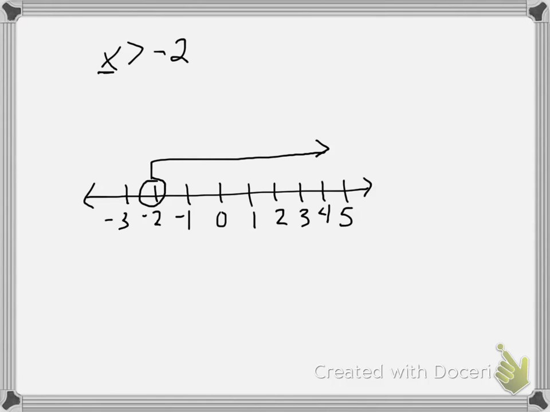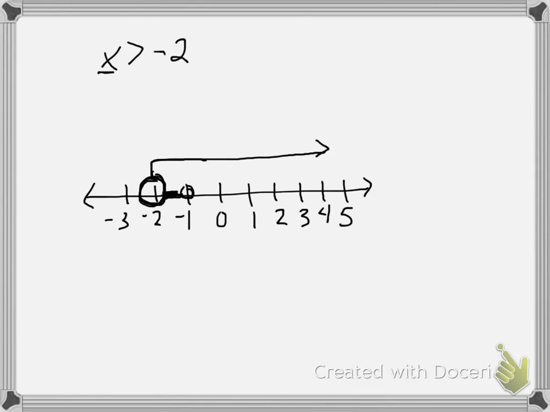Now, some people will think, okay, so why wouldn't I just jump up here and put a circle on -1, since I know that -1 is bigger than -2? The reason is that if you just start at -1, you're not taking into consideration -1.5, -1.8, -1.9, all of those decimal numbers in between -2 and -1. So that's why we put an open circle on -2, showing it doesn't include -2, but it's all of the numbers from -2 on up.